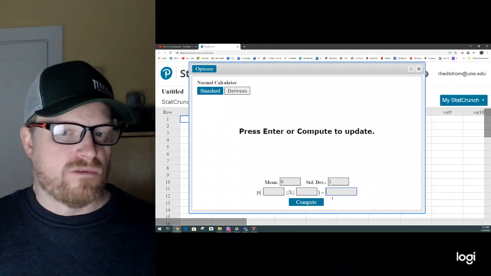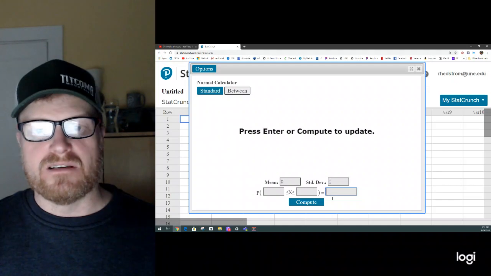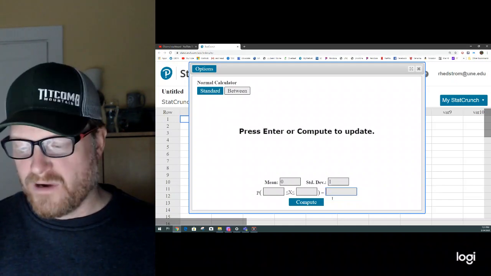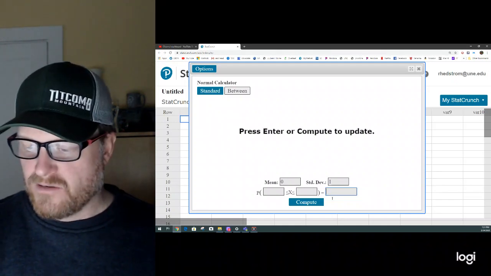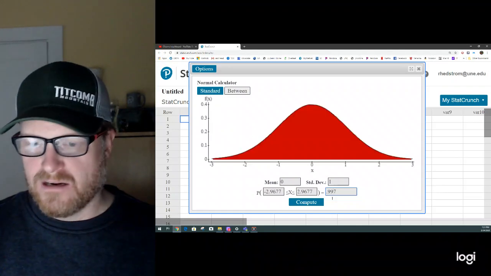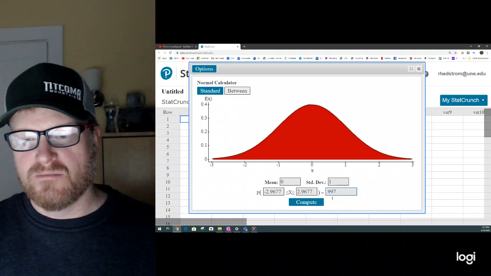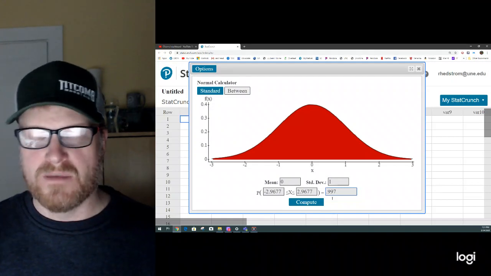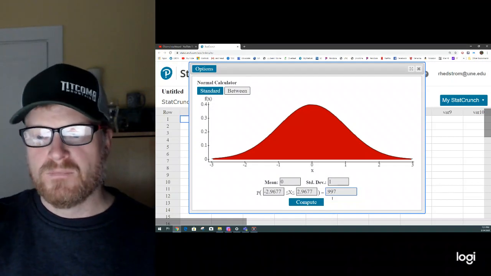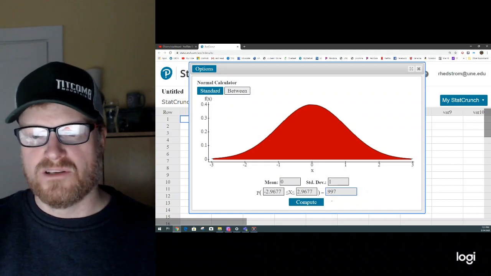The other was 3 standard deviations from the mean, that 99.7%. So if I enter 0.997 here, we get something pretty close to 3 standard deviations above and below the mean. Okay, so this is the standard normal distribution.